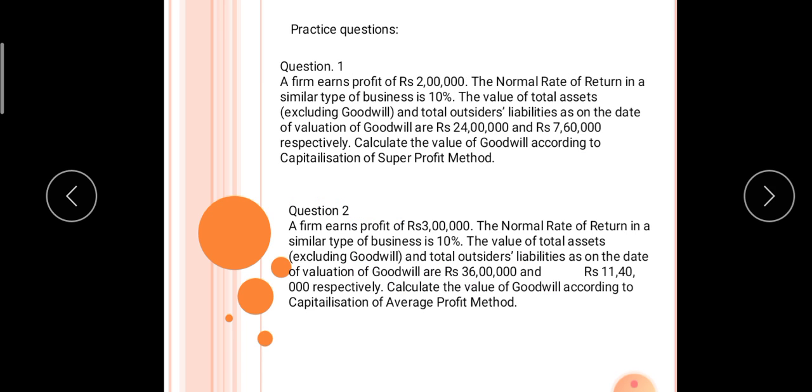Now I have given two similar questions. The values I have changed. Try to solve these two questions and send the solution to me.